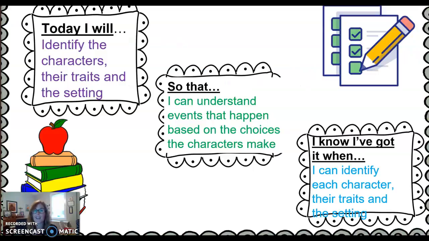So today you will identify the characters, their traits, and the setting so that you can better understand the story, the things that are happening in the story. And you'll know you've got it when you can identify those things by answering some questions during the story.